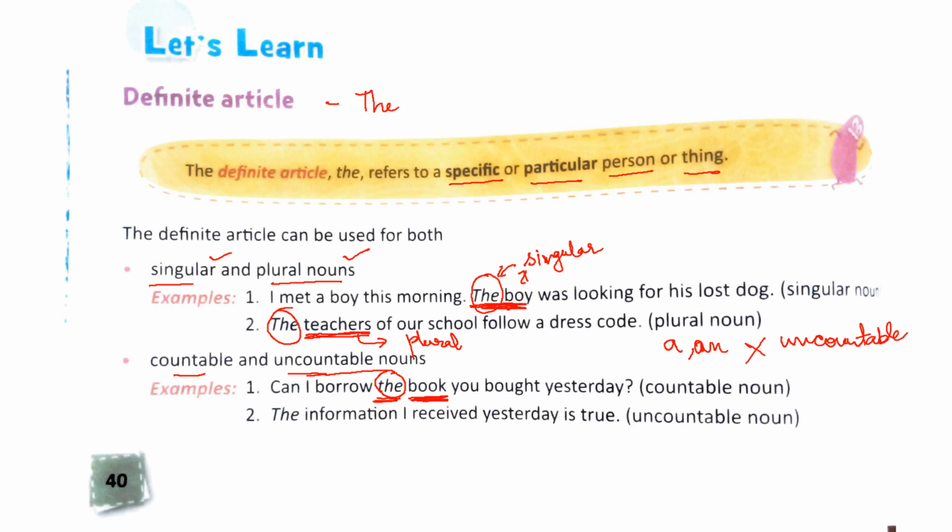Now let's see the second one: "The information I received yesterday is true." Here the has been placed before the noun information. Now information is an uncountable noun. You cannot count it. So we see that the can be used with both countable as well as uncountable nouns.